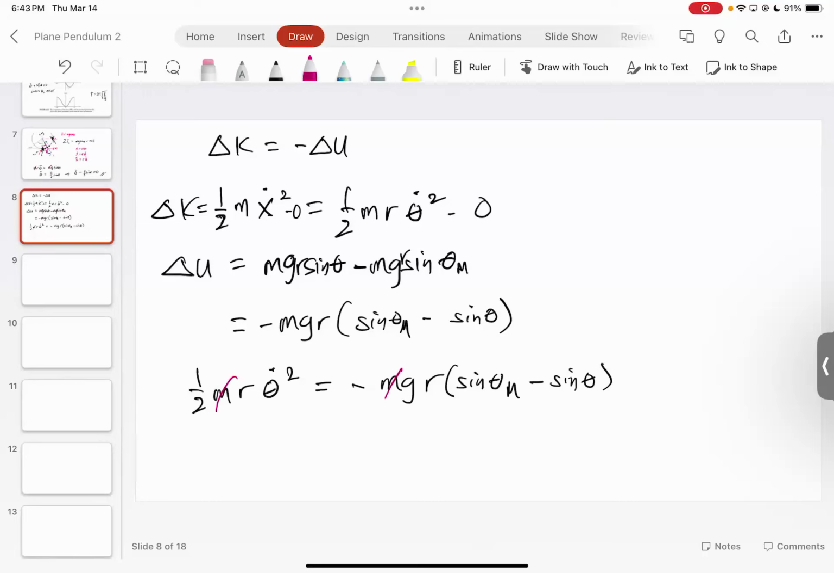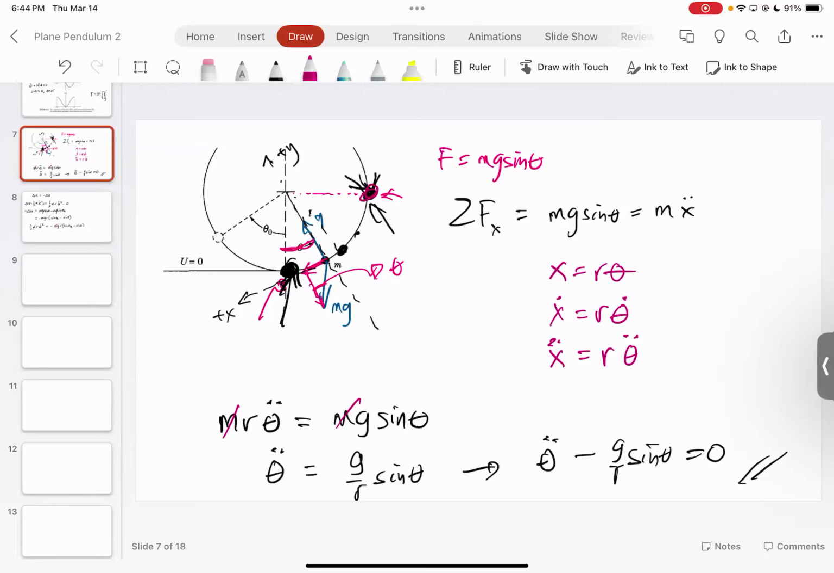The m cancels. Sir, it became positive? Sorry, this should be negative. Yes, it should be negative, because the change should be decreasing. So the potential should decrease from this point to this point. So that's why we're talking about a negative change.